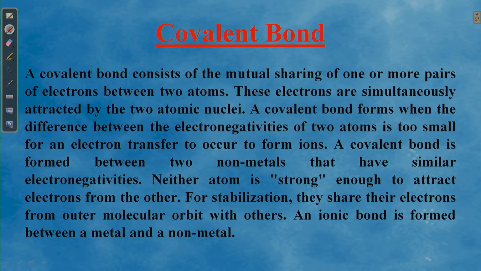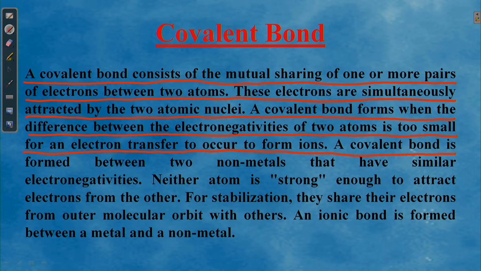So let's discuss the covalent bond. A covalent bond consists of the mutual sharing of one or more pairs of electrons between 2 atoms. These electrons are simultaneously attracted by the 2 atomic nuclei. A covalent bond forms when the difference between the electronegativities of 2 atoms is too small for an electron transfer to occur to form ions.